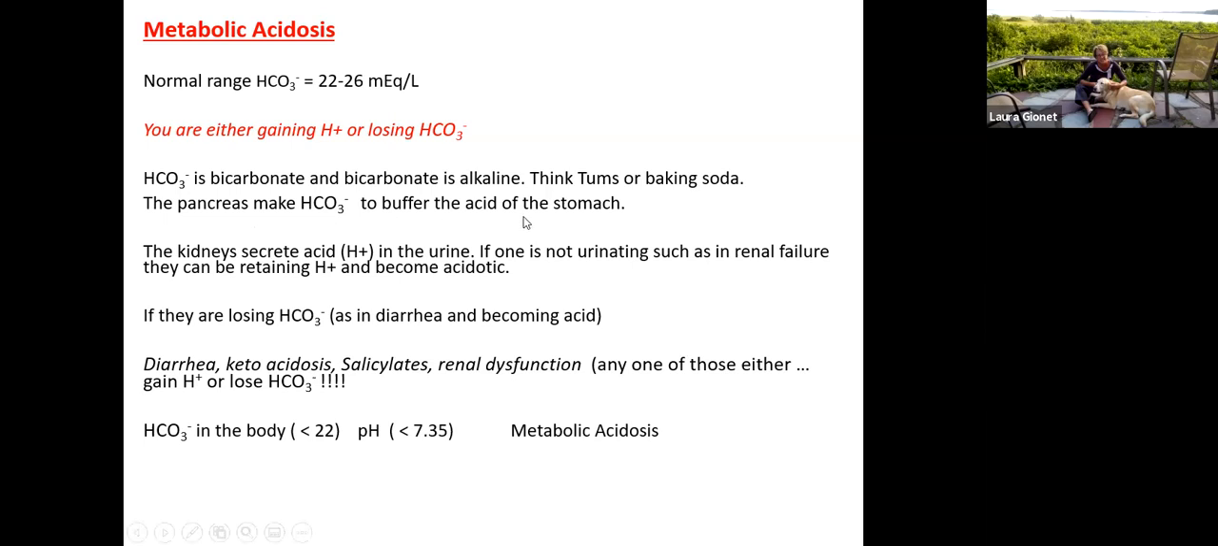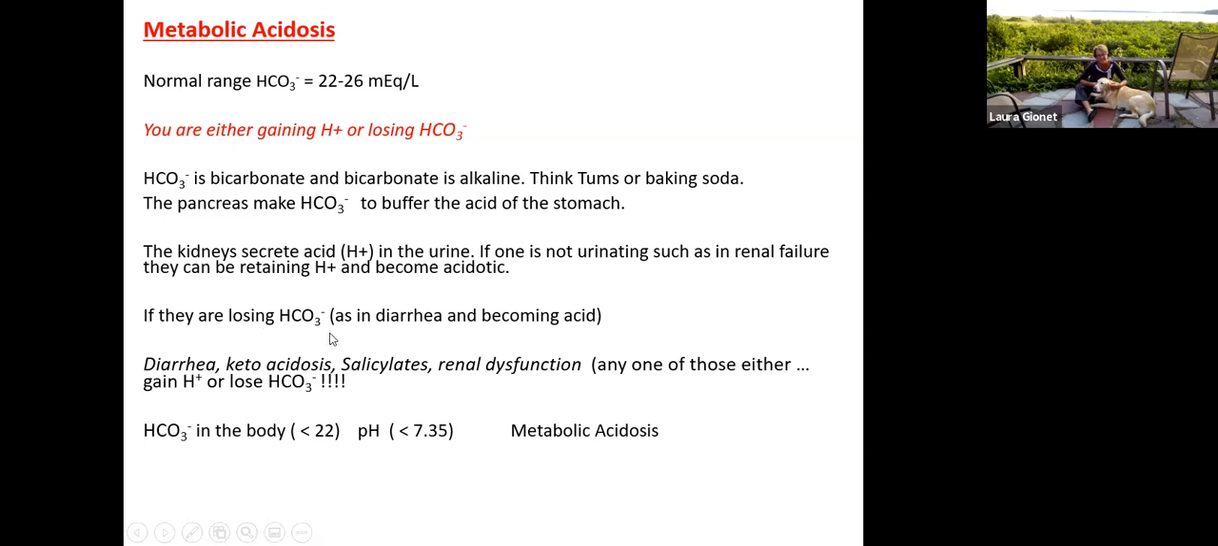HCO3 is bicarbonate. Bicarbonate is alkaline. Think Tums or baking soda. The pancreas makes a lot of bicarbonate to buffer the acids of the stomach. So bicarbonate is a really good buffer for those hydrogen ions. The kidneys secrete hydrogen ions in urine. If one is not urinating appropriately, such as in renal failure, they can end up retaining hydrogen ions and become acidotic.